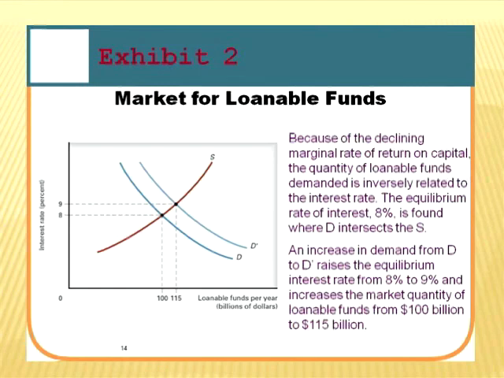If demand were to increase, perhaps because some new technology came on board, or perhaps some change in the tax law caused demand to increase somehow, then we would see an increase in the interest rate from 8% to 9%, and an increase in the funds that were exchanged from $100 to $115 billion.